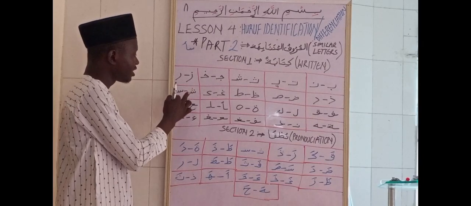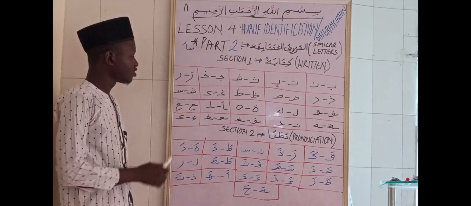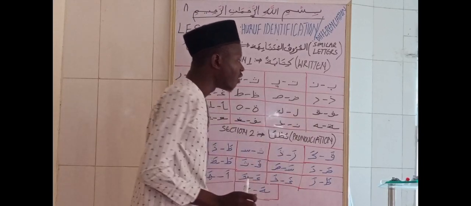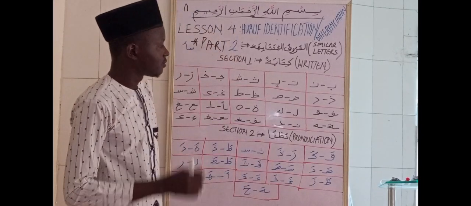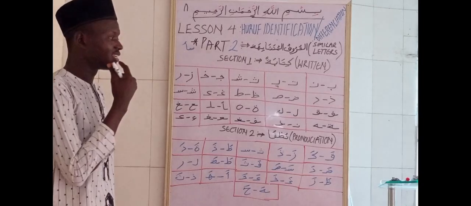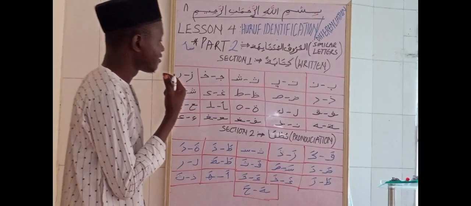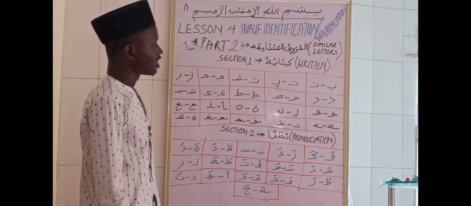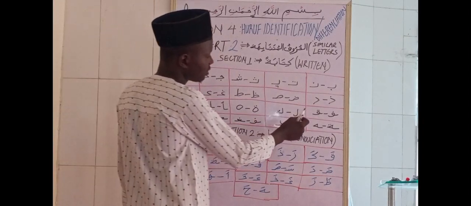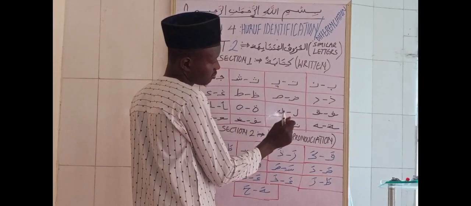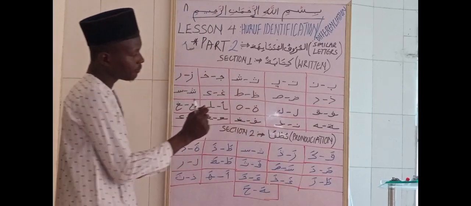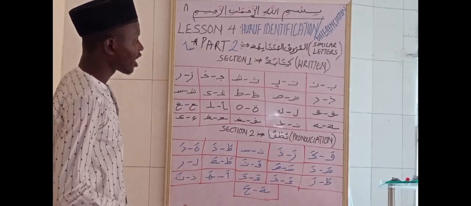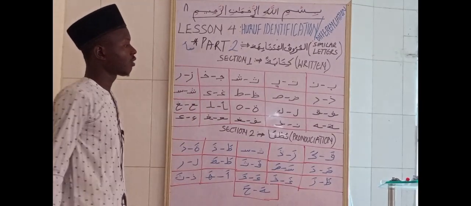So shin has what? 3 dots. Sin has no dot. Faf and qaf. Faf is pronounced with the upper teeth and the inner part of the lips. Faf. So you can see their shape looks the same. The dots are at the top, both of them at the top, but faf has 1, while qaf has 2.